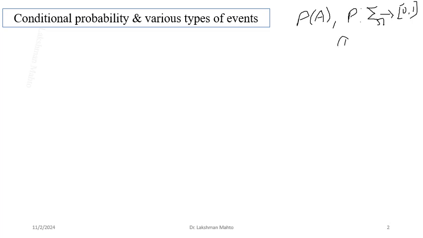It satisfies certain properties. Those are: the probability of the sample space is 1, and the probability of the null set is 0. That means if there is no outcome, then what is the probability? 0. An impossible kind of thing. And if you consider all possible outcomes, then the probability would be 1.